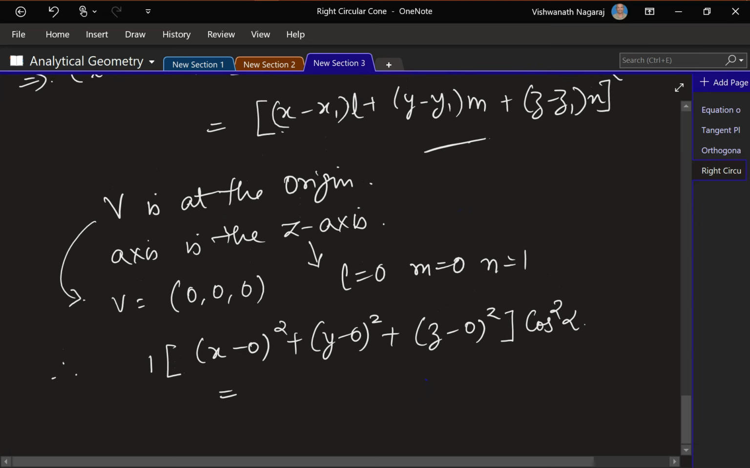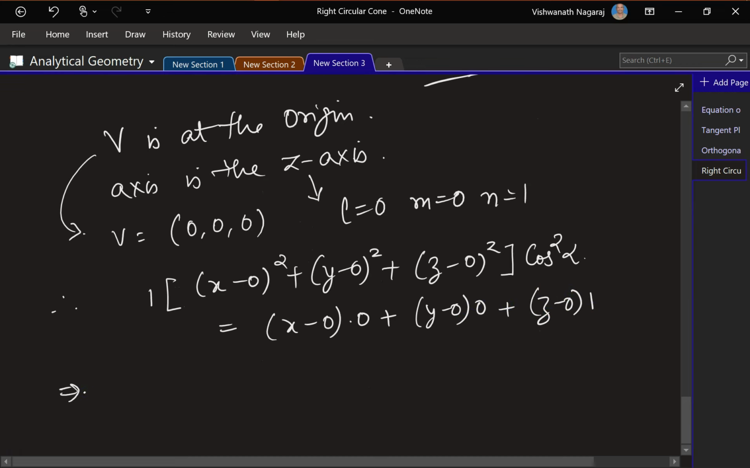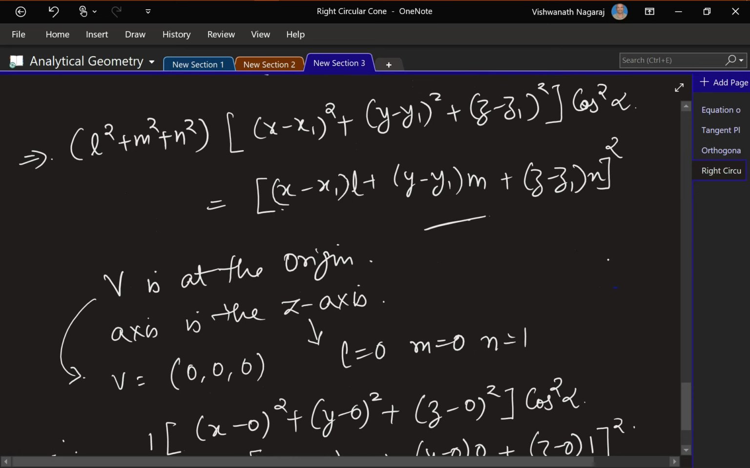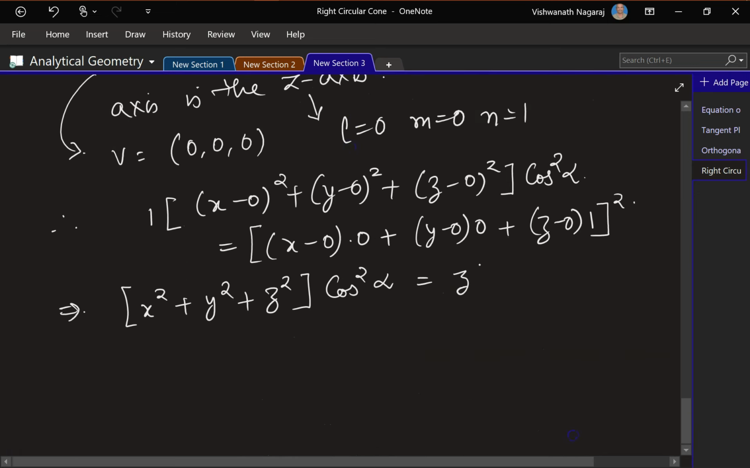what is the equation again? (x minus 0) times 0 plus (y minus 0) times 0 plus (z minus 0) times 1. So which implies x square plus y square plus z square times cos square alpha is equal to, this becomes 0, this becomes 0, and we are left with z. By the way, this is going to be squared. Let's verify with the equation. Yes. So this will be z square.